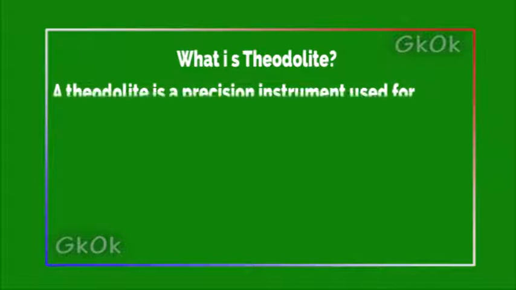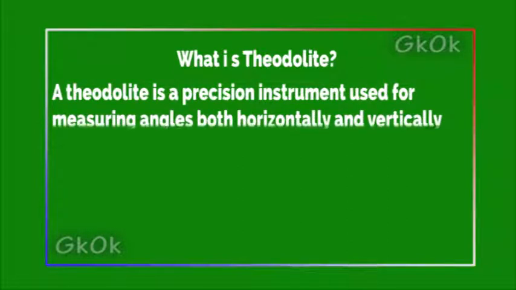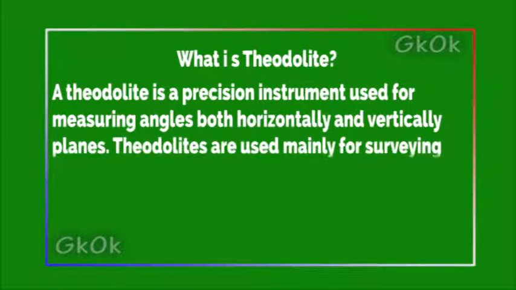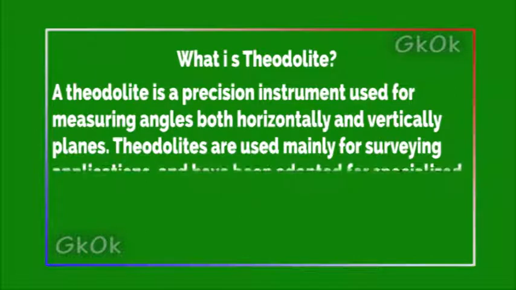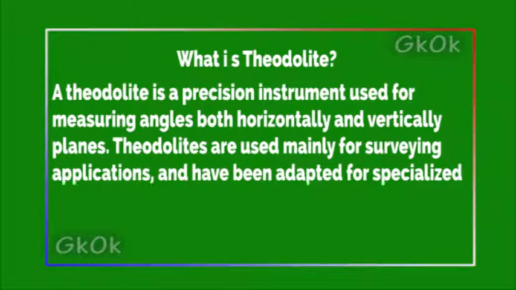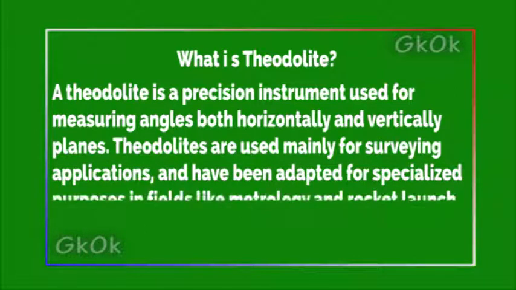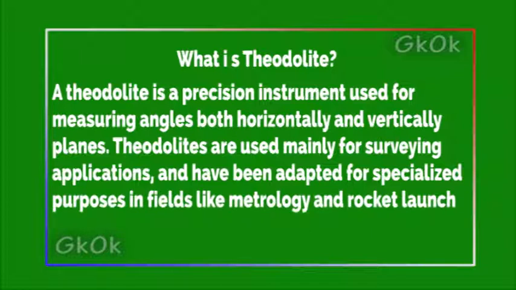What is a theodolite? A theodolite is a precision instrument used for measuring angles in both horizontal and vertical planes. Theodolites are used mainly for surveying applications and have been adapted for specialized purposes in fields like meteorology and rocket launch technologies.